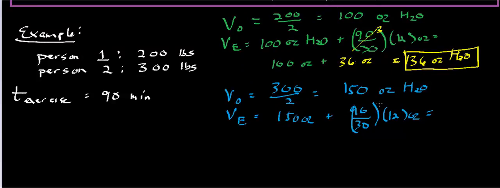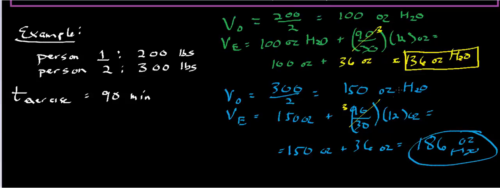So once again, it's going to be exactly the same. 90 divided by 30 is 3, and when I multiply that times 12, I'm going to get 36 ounces of water, plus the 150 ounces of water. When you add these two things together, that's going to be about 186 ounces of water. Okay, what is this basically showing? Well, if I look at the difference between these two, you can hopefully see that there's a 50-ounce difference between the water that a 300-pound person should drink versus the amount that a 200-pound person should drink.